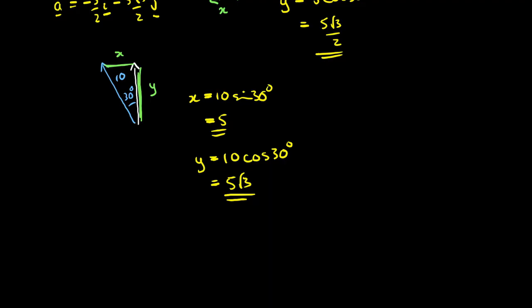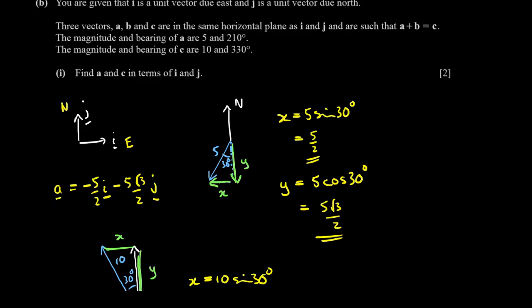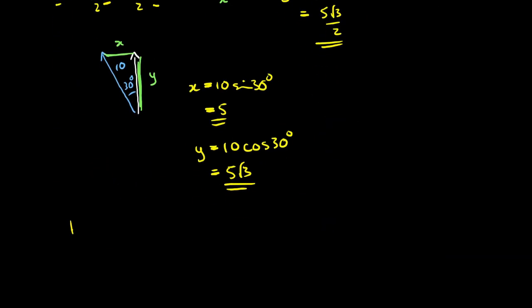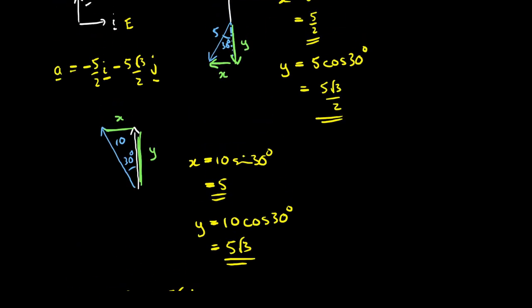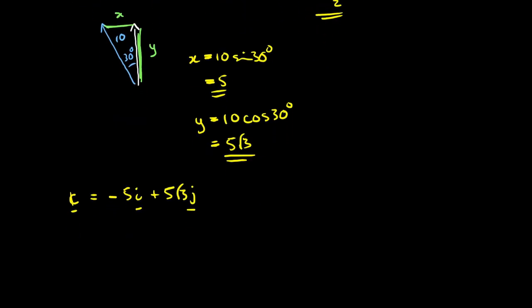So therefore, what's the vector b? Sorry, is it the vector b? Just make sure I get it right. It's vector c, isn't it? Beg your pardon. The vector c is what? Well, it's going to the left, isn't it? So it's going to be minus 5i, and it's going up, so it'll be plus 5 root 3j. Okay, so our answers are going to be that a is minus 5 upon 2 in the i direction, and minus 5 root 3 upon 2 in the j direction, and c is going to be minus 5 in the i direction, and plus 5 root 3 in the j direction.